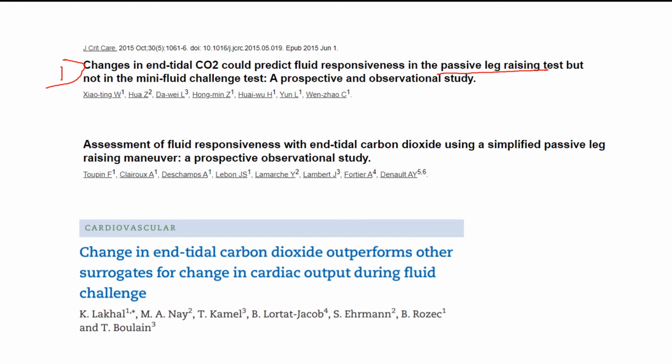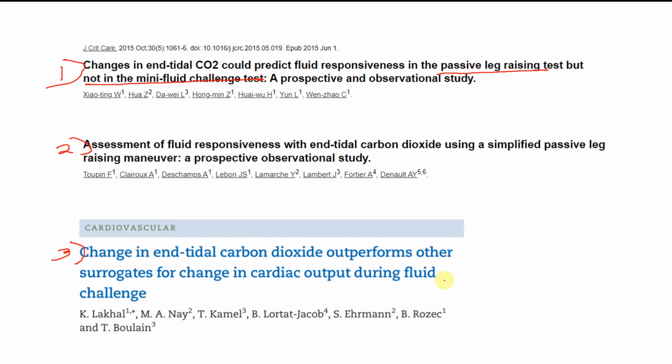But they go on to say not in the mini fluid challenge test. So for whatever reason in this study, raising the legs did show an increase in end-tidal CO2, which predicted fluid responsiveness, but a mini fluid challenge test did not. There was another study that looked at this, and then there was another study down here that actually said that change in end-tidal carbon dioxide outperforms other surrogates for change in cardiac output during fluid challenge.